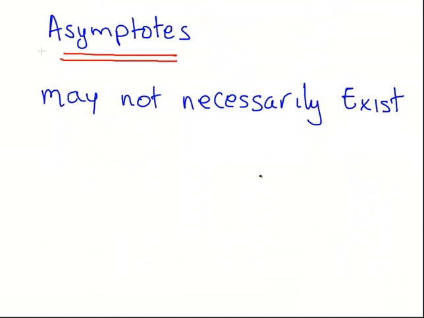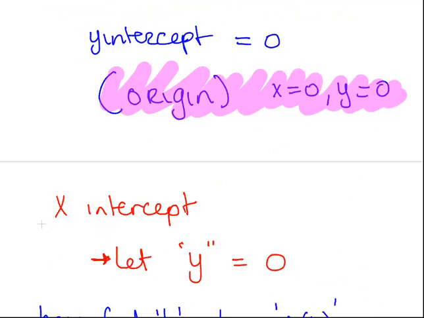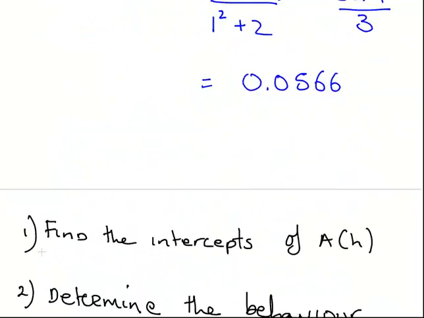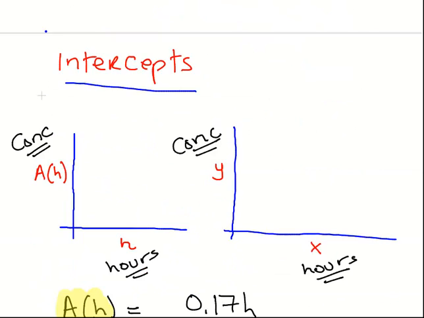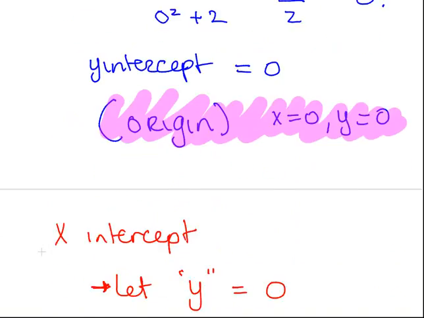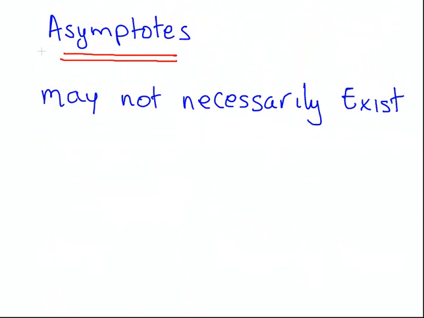Asymptotes. Now, I'll go back to the way the question was phrased, because they may not necessarily exist. The question says: determine the behavior of a of h as h approaches plus infinity. So that gives a clue about the horizontal asymptote, but it doesn't ask anything about the vertical asymptote. And the thing to keep in mind is that asymptotes may not necessarily exist. There may not necessarily be a vertical asymptote.